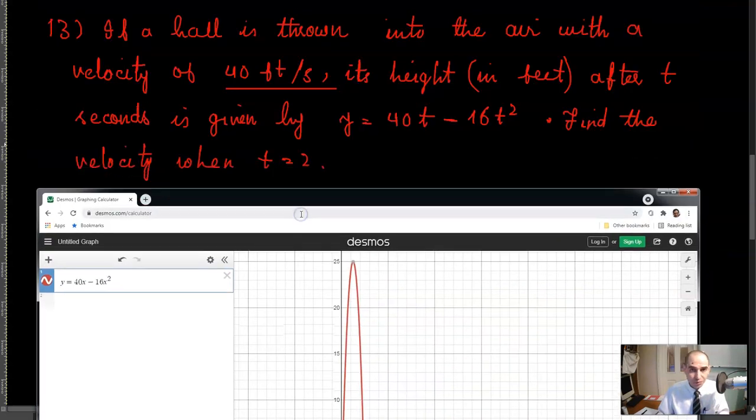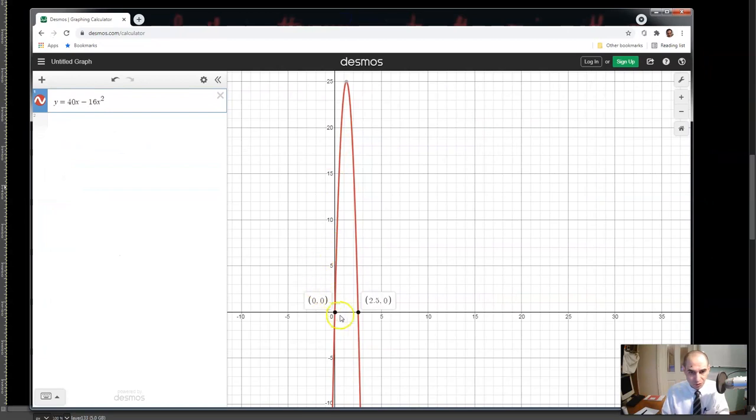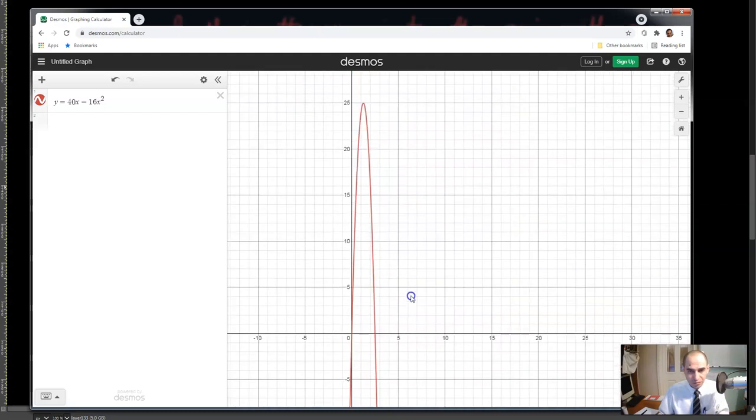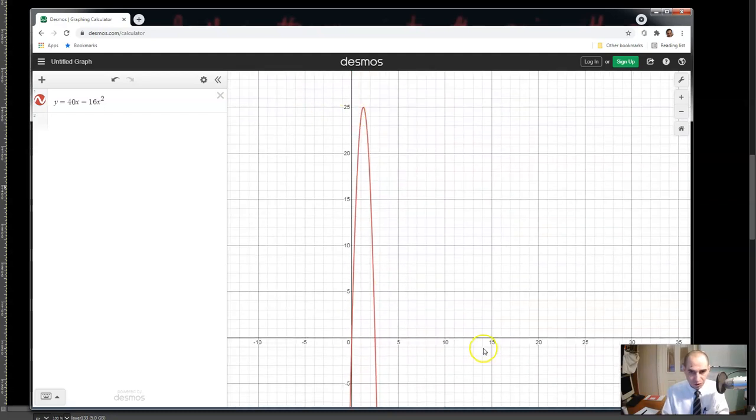What's given in this problem is that it's thrown into the air with a velocity of 40 feet per second, which you can see over here, meaning that if you draw a line, since this is position versus time of this ball, the slope of the line at any point is the instantaneous velocity of the ball, right?